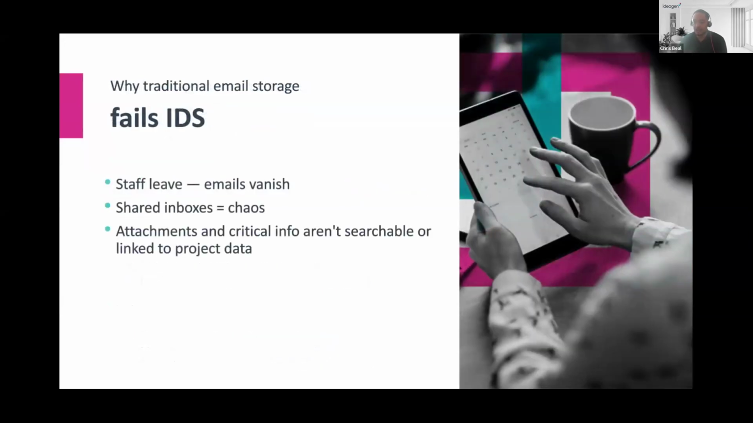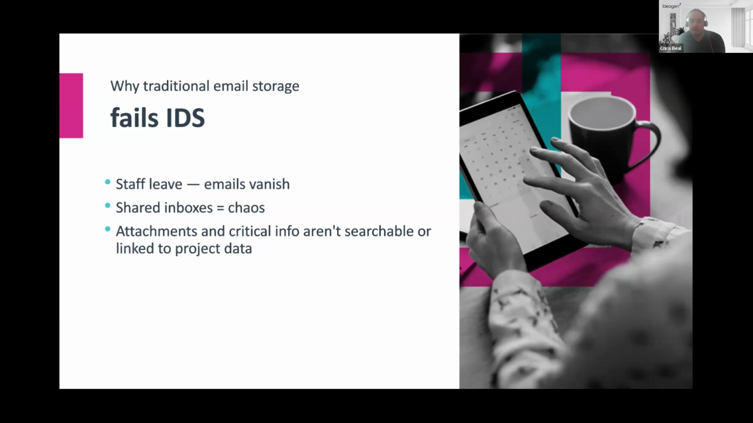So as I mentioned earlier, when a key staff member leaves a project, they often take their inbox with them, meaning important contexts, decisions, and attachments vanish too. Shared inboxes might seem like a solution, but in reality, they're a mess. No structure, no clear ownership, and very easily overloaded. And even when you do find an email, it might not be linked to the right project folder or metadata.